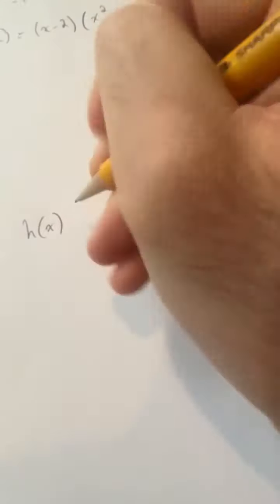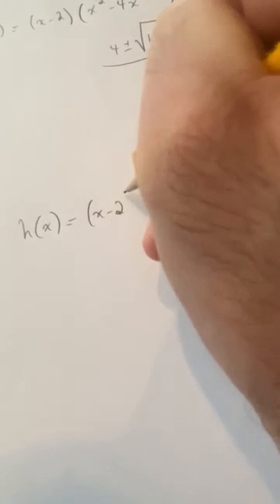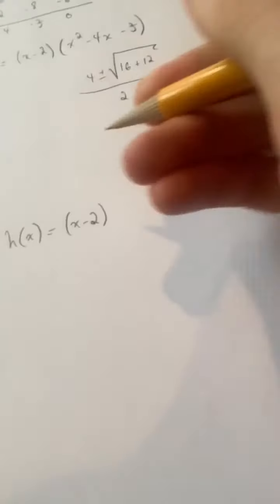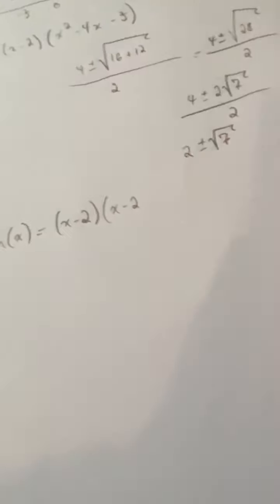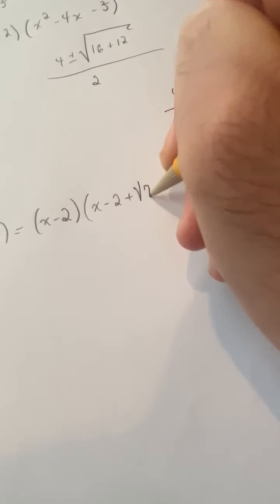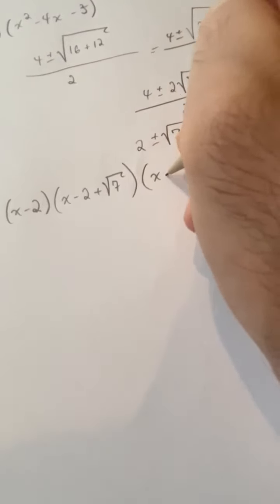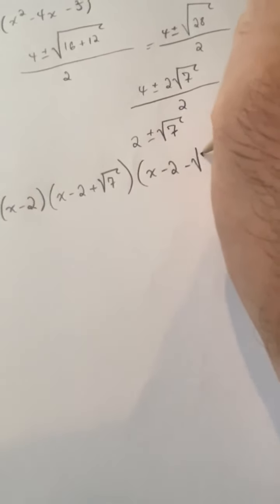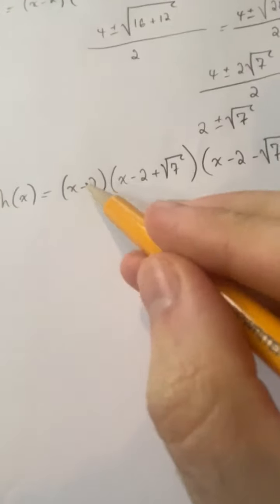So to express that, we write down h of x equals, again, x minus 2. That's to show that 2 is a 0, positive 2 is a 0. Then we have x minus 2 plus radical 7, okay? And we have x minus 2 minus radical 7, okay? And there we have it as a product.